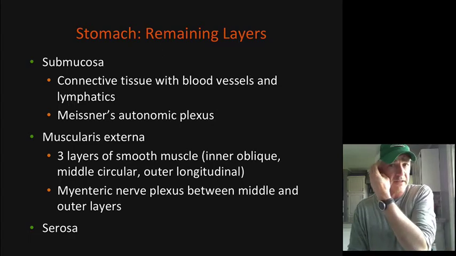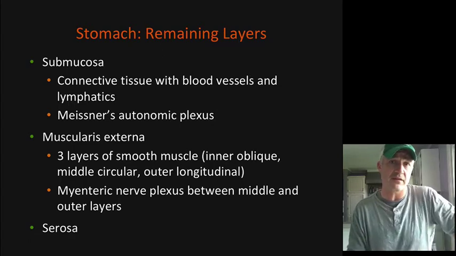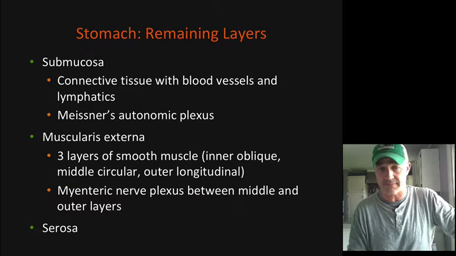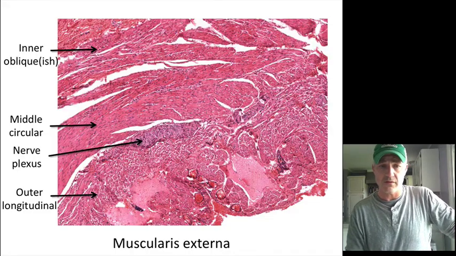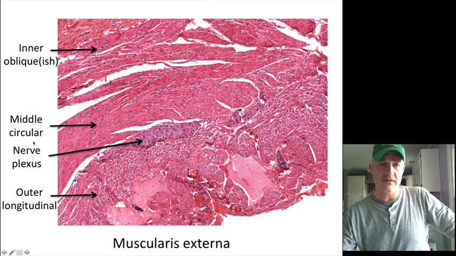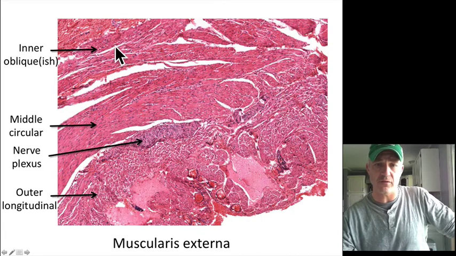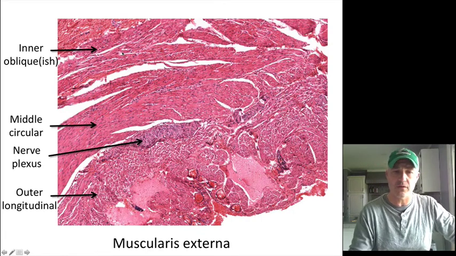Outside of that, there will be that connective tissue with the mesothelial lining called the serosa. So again, you can see outer longitudinal, middle circular, and then this inner oblique that is kind of different than both of those.